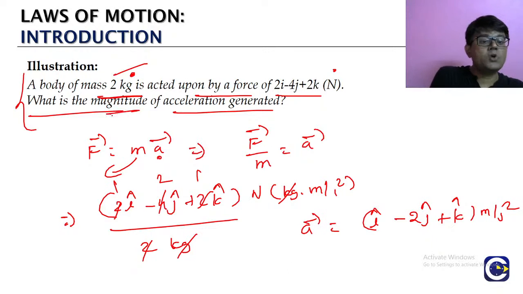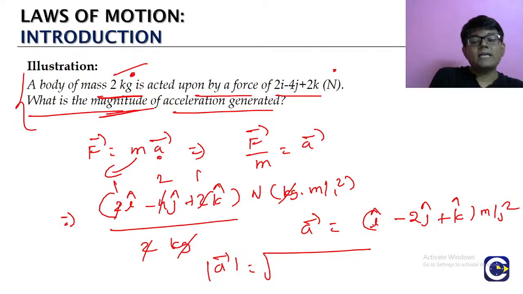But they are asking for the magnitude. What will be the magnitude? Root of: the i component is 1, the j component is minus 2, the k component is also 1. So 1 squared is 1, minus 2 squared becomes 4, and so on. So it is root 6.